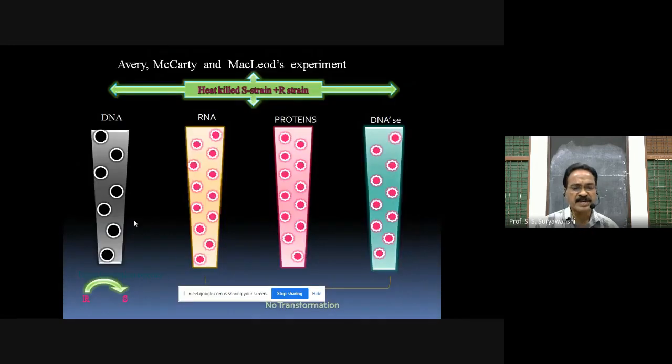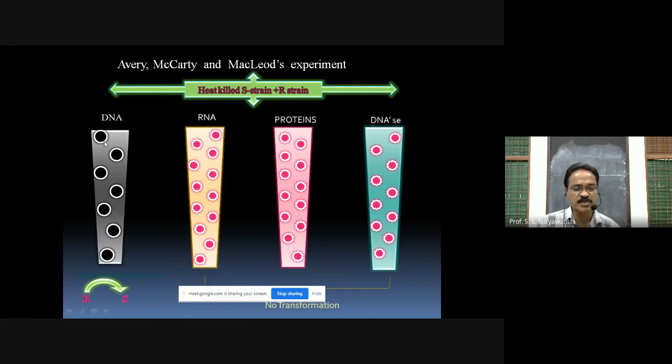Now, the next experiment is based on the same Griffith experiment. What are the results? The group of 3 scientists, Avery, McCarty, and MacLeod, so it is known as the Avery, McCarty, and MacLeod experiment, where they isolated different contents from the blood.